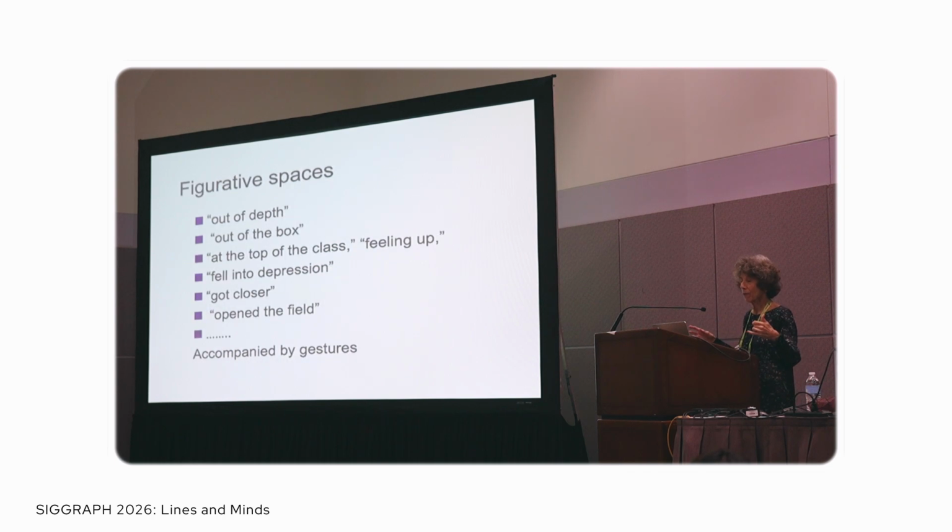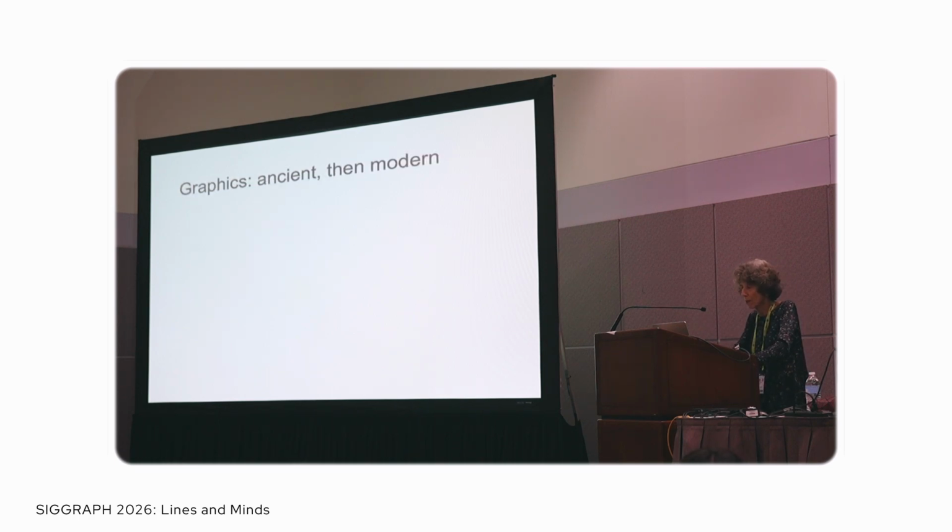We also have figurative spaces. We talk about being out of our depth. We talk about thinking out of the box. There's a new book saying we should think within the box. Constraints help thinking. Both are true. We talk about people at the top of the class, feeling up, falling into a depression. We talk about getting closer to people. We talk about people opening a field. We can go on and on. When your ear becomes attuned to this, you hear it everywhere. And again, they're accompanied by gestures.